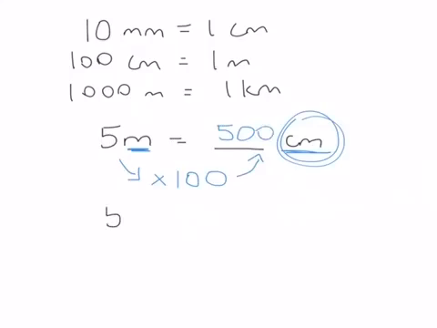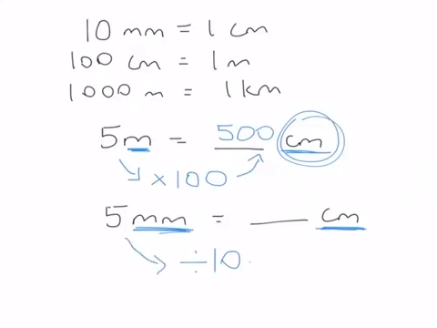But if I want to change 5 millimetres and figure out how many centimetres that is, I look at my two units, millimetres and centimetres. How many millimetres are in a centimetre? 10. But because we're going from a small unit to a big unit, there's going to be less of them, so we divide by 10 instead of multiplying. And then 5 divided by 10 is 0.5 or a half. So 5 millimetres is 0.5 of a centimetre.